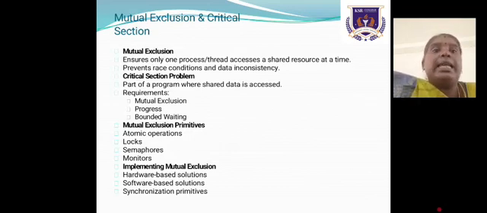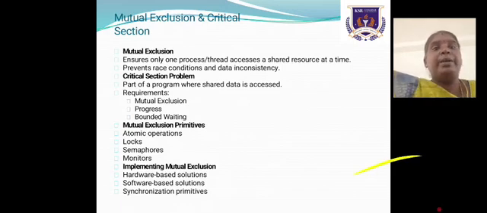Mutual exclusion ensures only one process or thread accesses the shared resources at a time. Prevents race conditions and data inconsistency. Critical section problem: part of a program where shared data is accessed. The requirements are mutual exclusion, progress, bounded waiting. The mutual exclusion primitives are atomic operations, locks, semaphores, monitors. To implement mutual exclusion: hardware-based solutions, software-based solutions, and synchronization primitives.